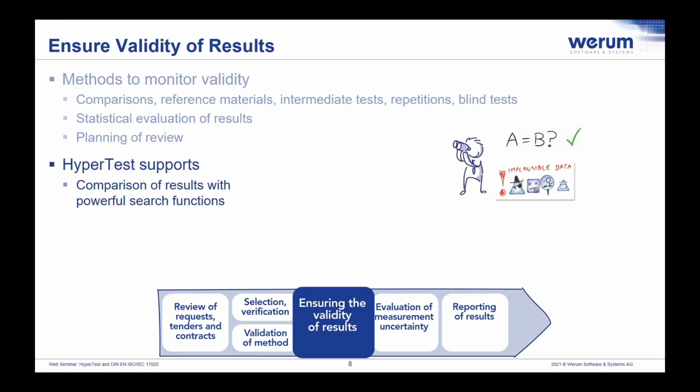HyperTest provides several functions to support the assurance of the result's validity. The powerful filter and search function in combination with the analysis function make it possible to compare results that were produced under the same conditions. With onboard evaluation functions and the possibility to integrate external analysis tools, statistical evaluations can be made. The report functionality of HyperTest allows for the documentation of the monitoring activities.